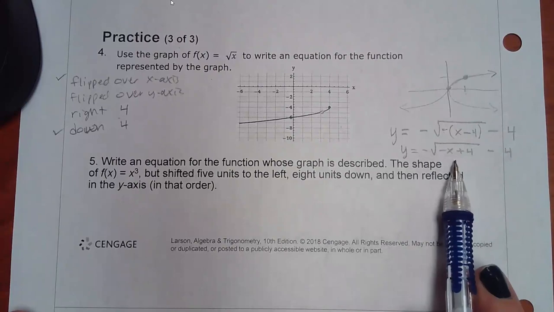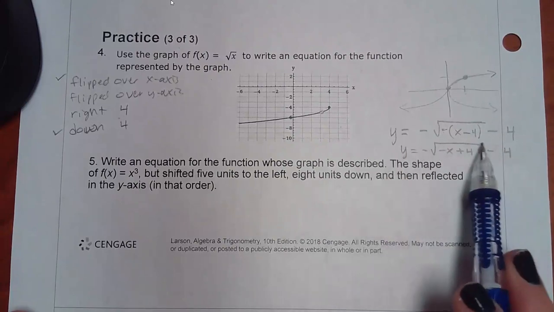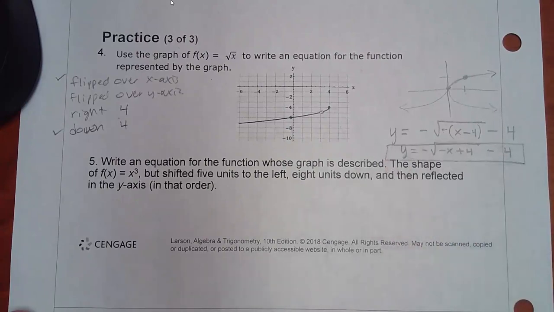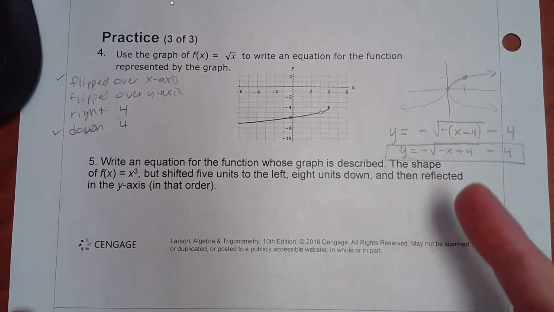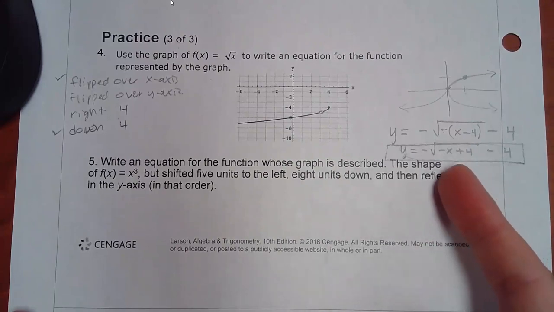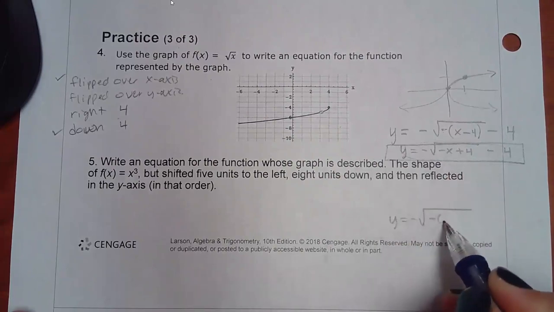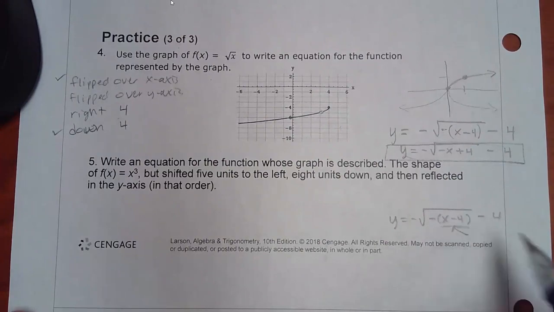But you have to remember that if you were given this function, this is the answer. But this is a good teaching point too. Because if that was the function I was given, in order for me to decide whether or not it goes left or right, I would have had to factor out that negative. And then I can determine whether it's going left or right on the inside.